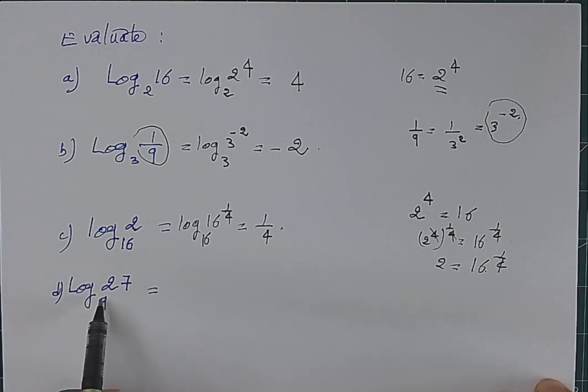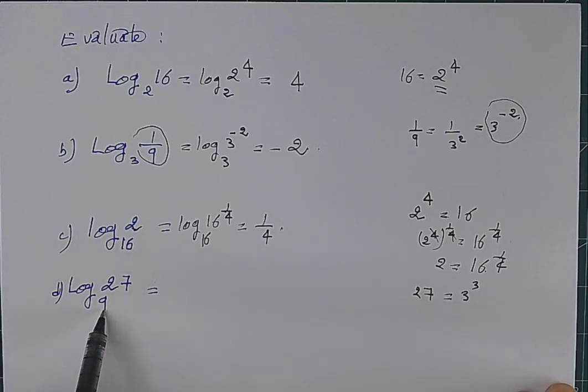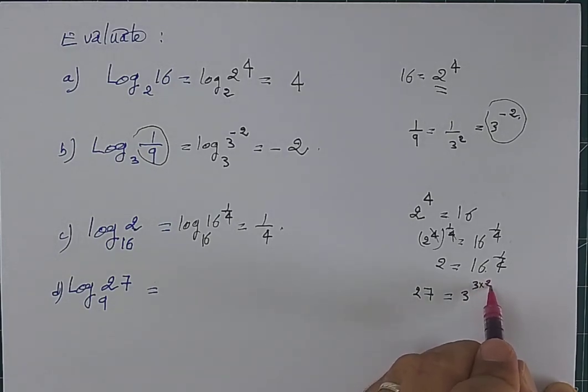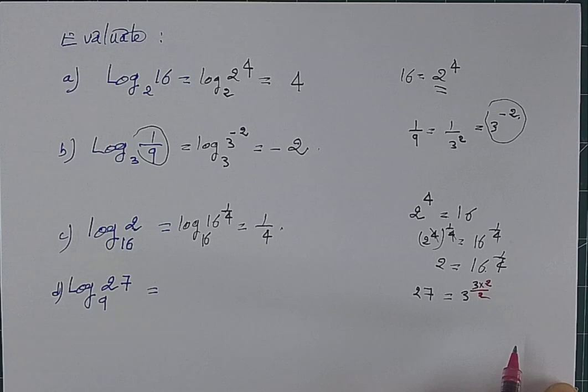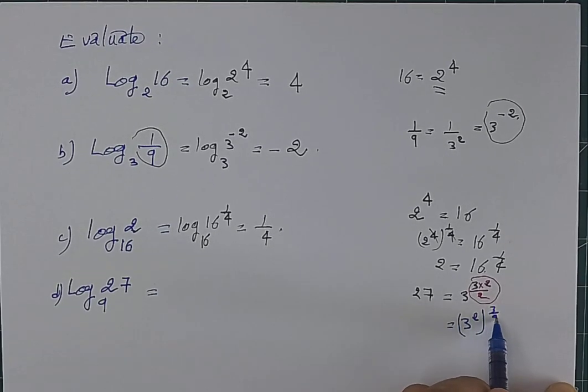Let's move to the 27 here. I know that 27 equals 3 to the power 3, but I must have 9 here, so I can change this. I multiply by 2 and divide by 2 in this power, so we have 3 to the exponent 2 here, the total 3 over 2.